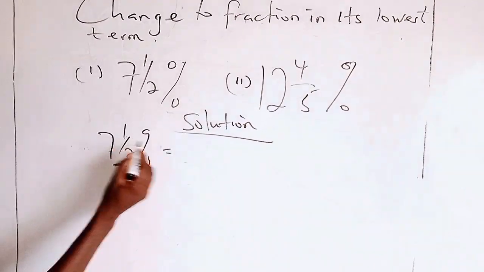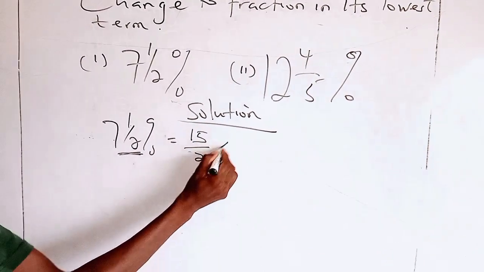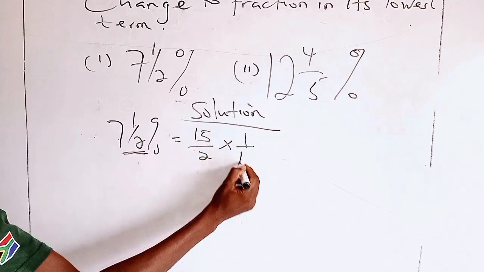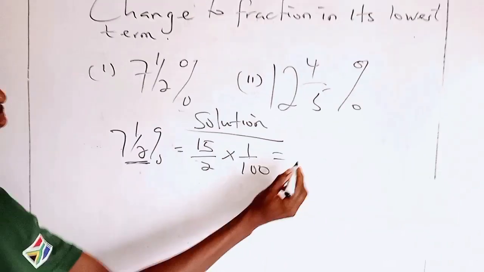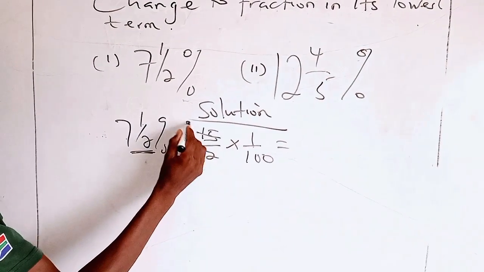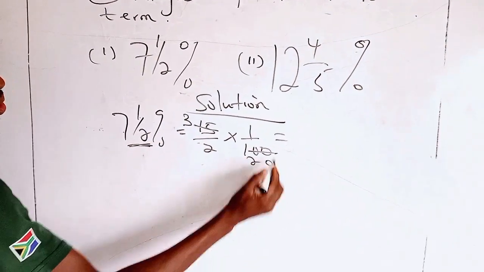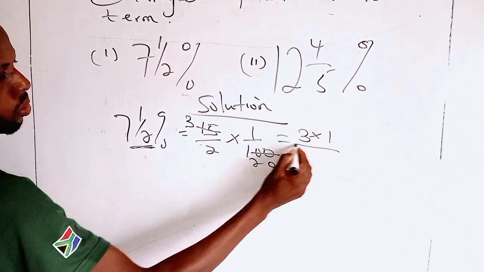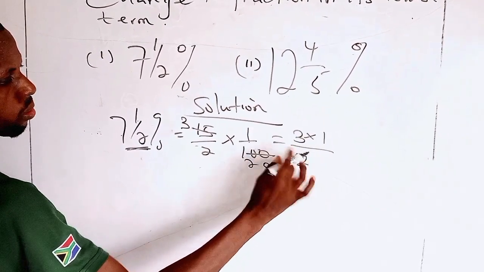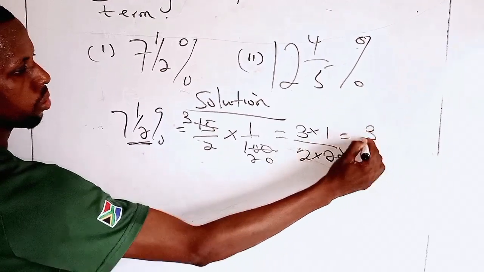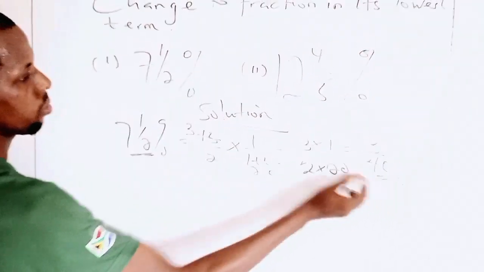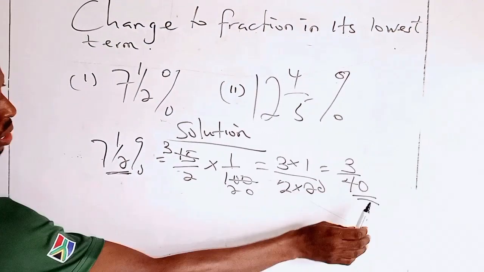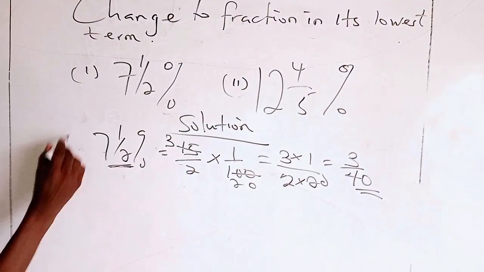2 times 7 is 14 plus 1 is 15/2, times 1/100. We can simplify with 5. 5 here is 3, 5 here is 20. What do we have? We have 3 times 1 over 1 times 2 times 20. So this is 3/40. We can't reduce further, so we stop.